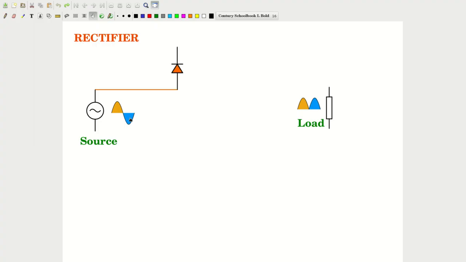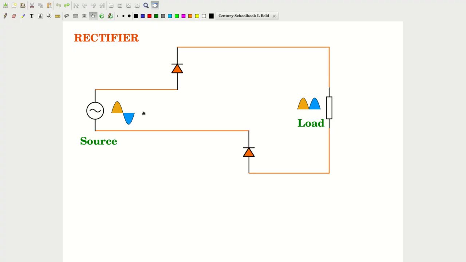First, when the source is having positive polarity, this is positive with respect to the other terminal. The diodes need to be connected in this fashion such that the current flow completes as shown here. Notice the current flow direction here through the load, which is in this direction.